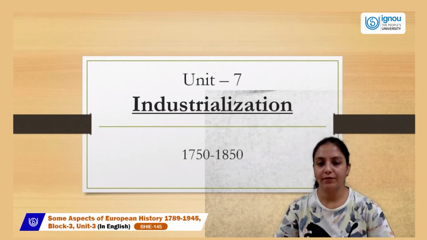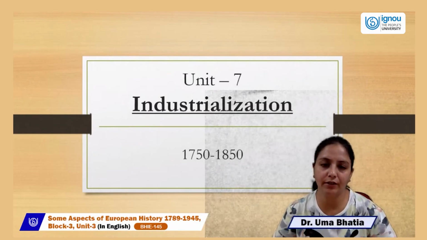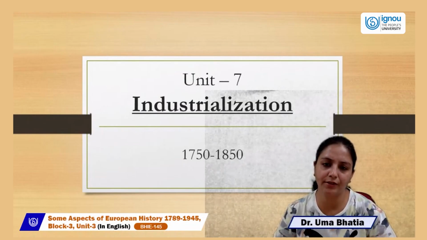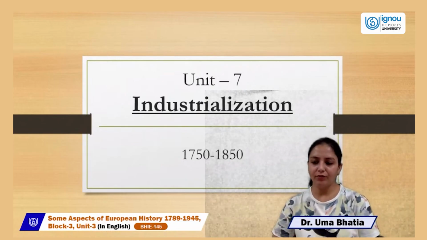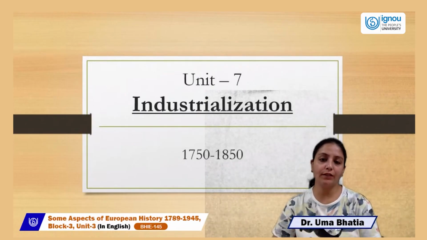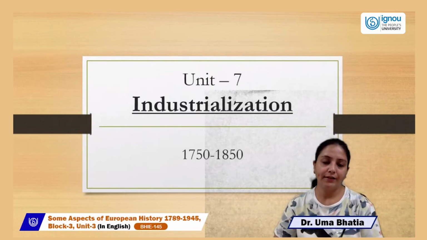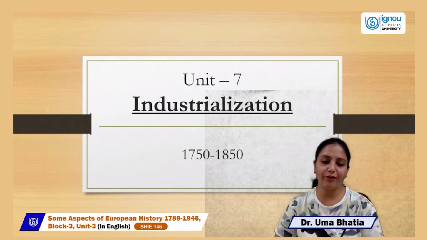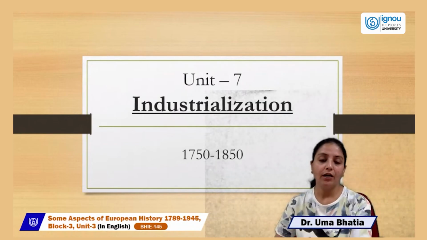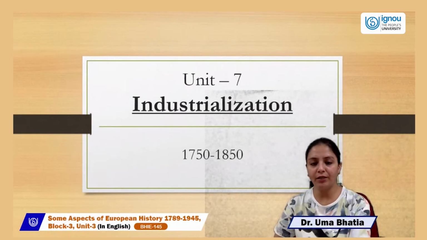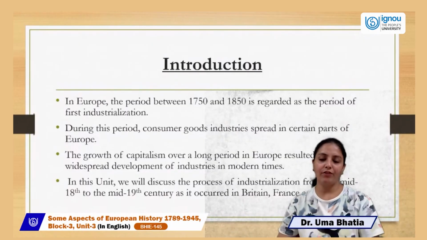In Unit 7, we have done earlier Unit 5 and Unit 6 related to European history. Now in Unit 7, we are going to cover industrialization between 1750 and 1850. This is the time period when industrialization occurred in Europe.